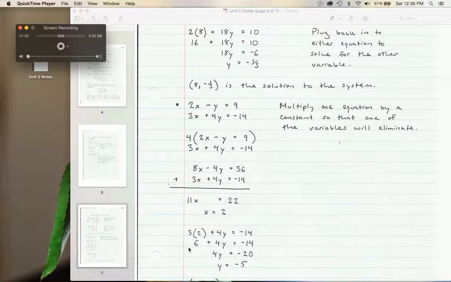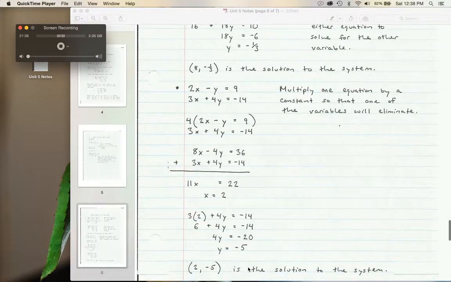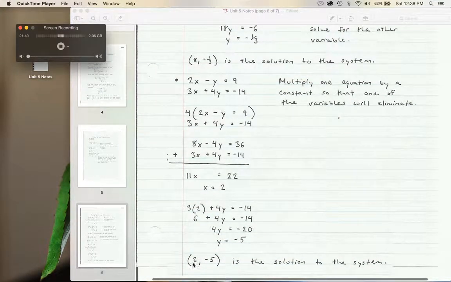I can subtract 6 from both sides, leaving me with 4y equals negative 20, and then divide both sides by 4, leaving me with y is equal to negative 5. So at this point, I've found my value for x and my value for y, and I can use them to create my ordered pair, 2 comma negative 5, which is the solution to our system of equations.